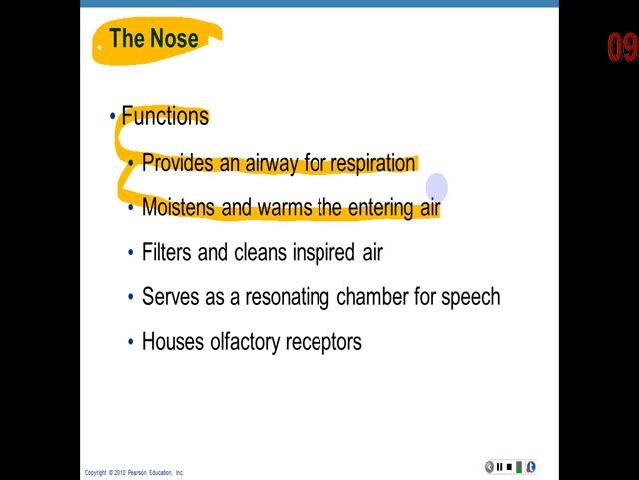It also filters and cleans air that you breathe in. Getting tired of that color, I'm switching.